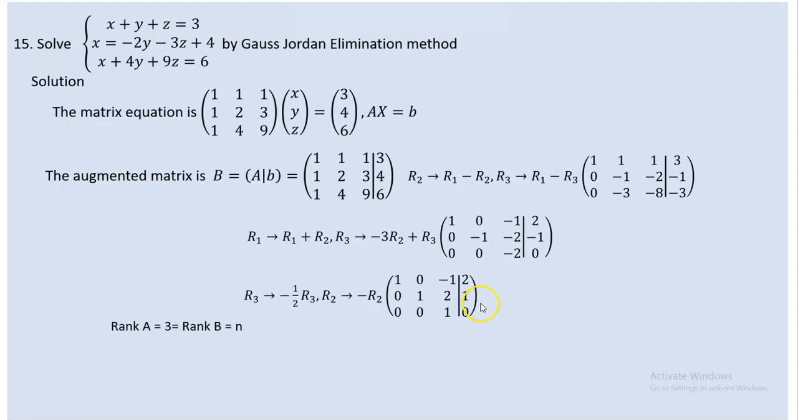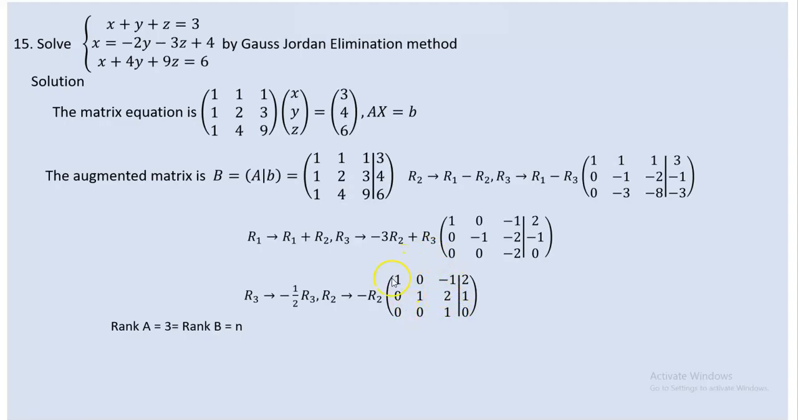A non-zero row is nothing but a row having at least one entry different from 0. So all these three are non-zero rows. So the rank of this augmented matrix B is 3. Now let's come to the rank of A. The rank of A is the part written to the left of this bar, as you see.